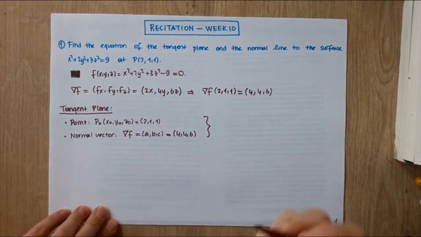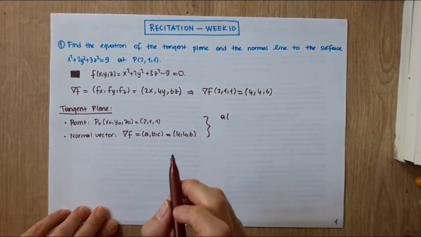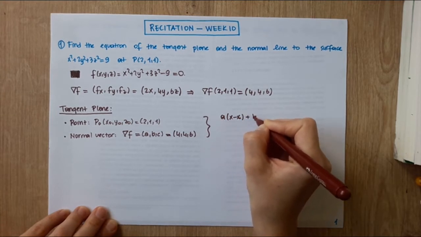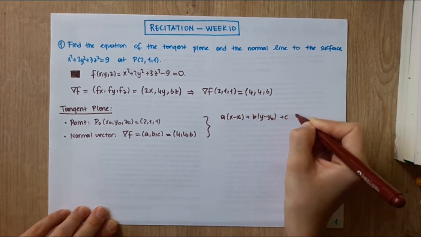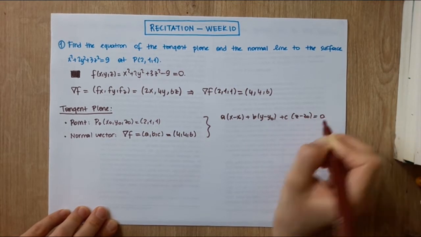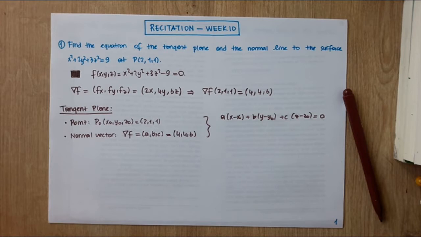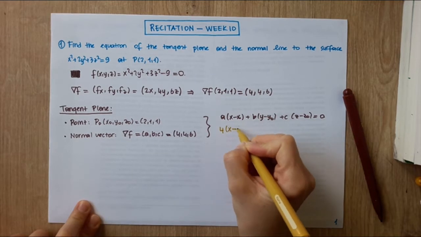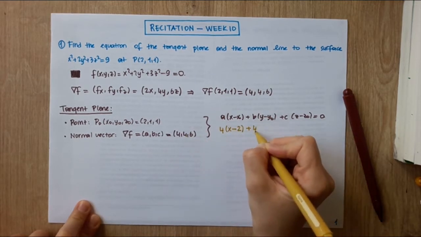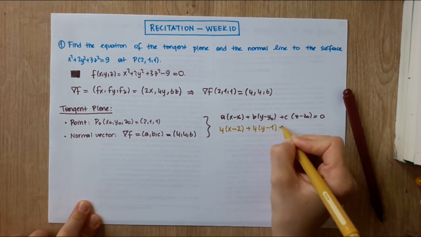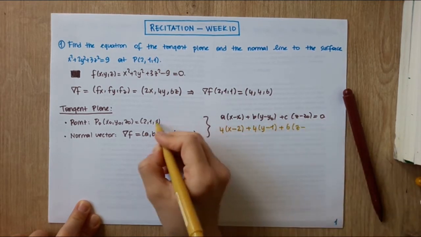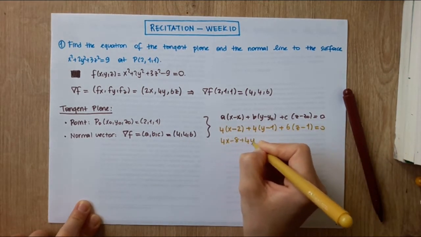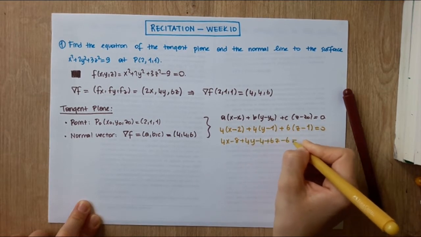And in the formula, the components are a, b, c, so I write a, b, c here, and it equals 4, 4, 6. So using the formula, if you remember it, the equation of the tangent plane is a times (x minus x0) plus b times (y minus y0) plus c times (z minus z0) equals 0. Okay, so if you substitute everything here, you will obtain the following result. a is 4, x minus x0 is x minus 2, plus b is 4, y minus y0 is y minus 1, plus c is 6, z minus z0 is z minus 1.